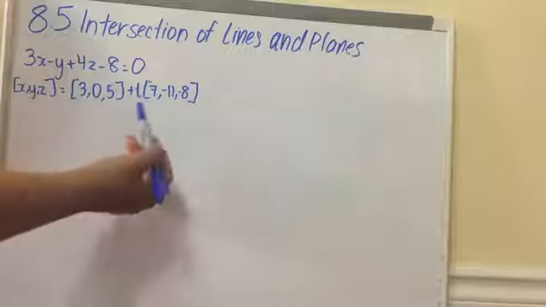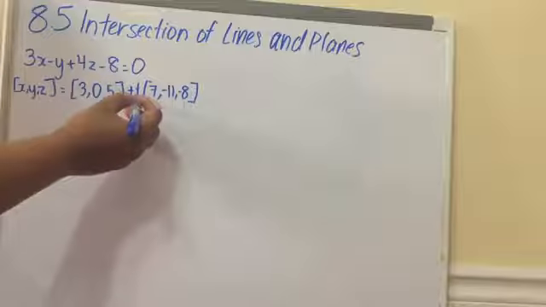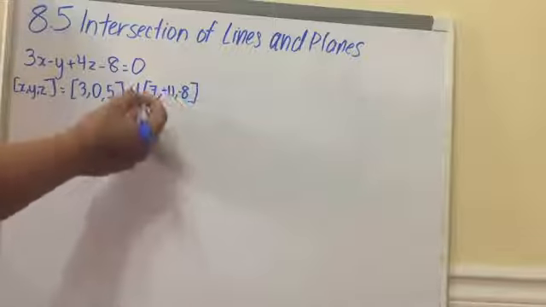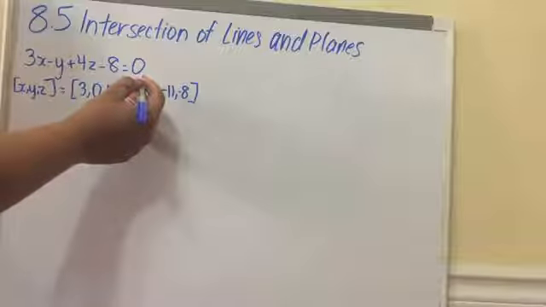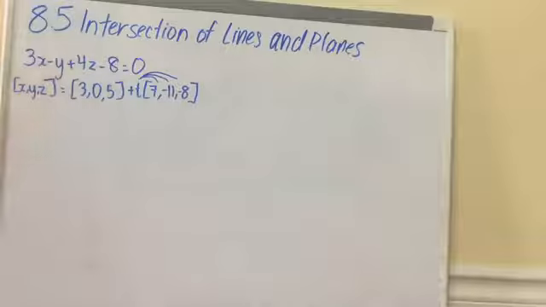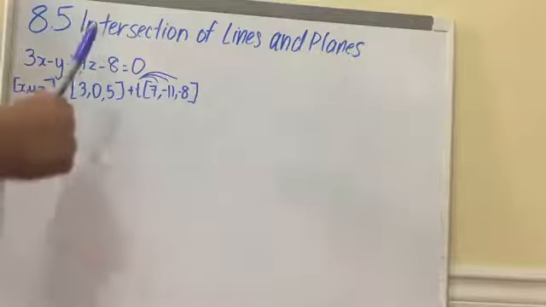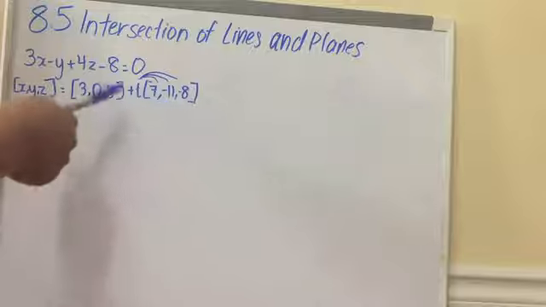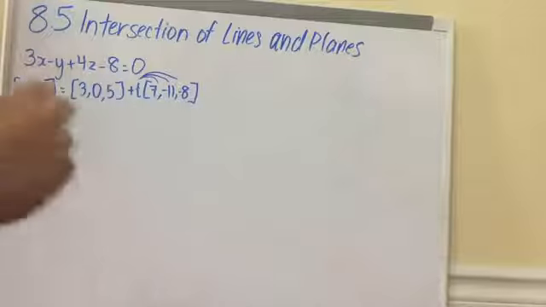So in this case, the x value would be the x coordinate, so the 3, and we're going to be adding the other x coordinate. Remember that there's a t in front of this coordinate, so you would be multiplying that with that, and that. And so our x would be 3 plus 7t, and our y would be 0 minus 11t, and our z would be 5 minus 8t.